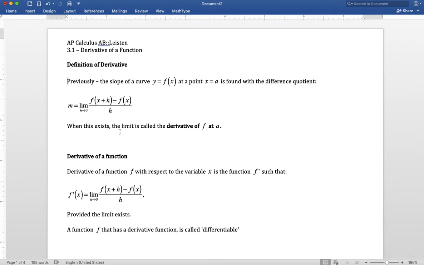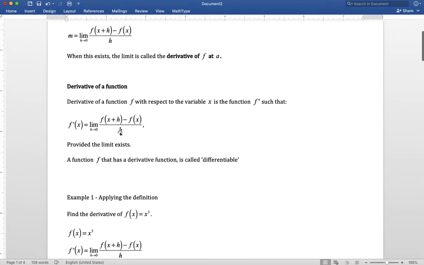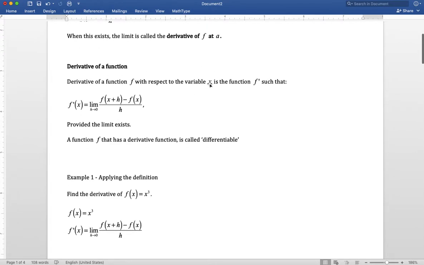Now expanding, rather than just for a single point, we are going to say for any point, any value x on the domain of that function, the derivative of a function with respect to a variable x is this new function f. We use this little tick mark, we say f prime. So this derivative is f prime, the function where we keep the x value. We're going to apply this same limit as h approaches 0 for the entire function.